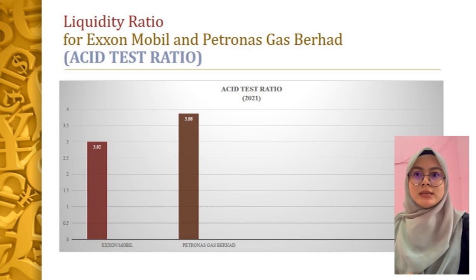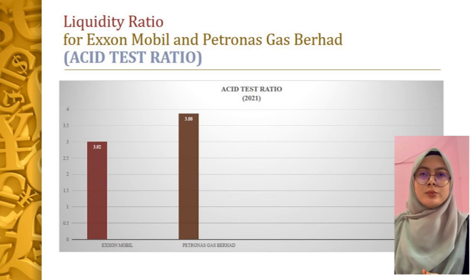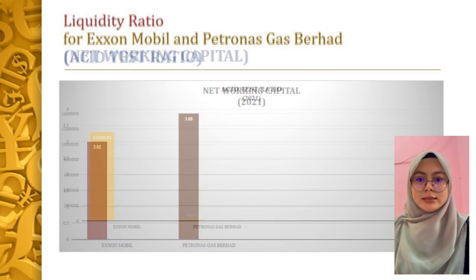The acid test ratio is a measure of how well a company can meet its short-term financial liabilities. Based on the graph, ExxonMobil got 3.02 while Petronas Gas Berhad got 3.88 in 2021. The difference between both firms is 0.86. For this acid test ratio, Petronas Gas Berhad has a higher result than ExxonMobil. Petronas Gas Berhad is more able to pay its current liabilities.